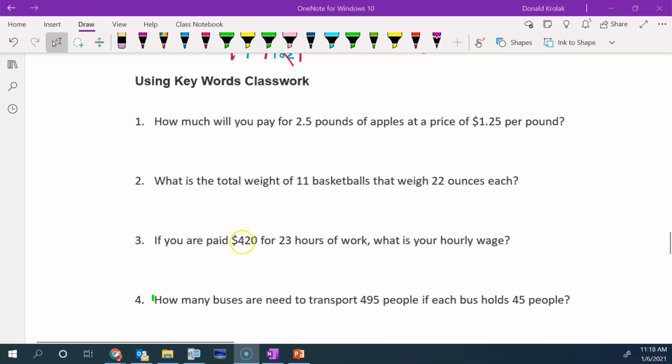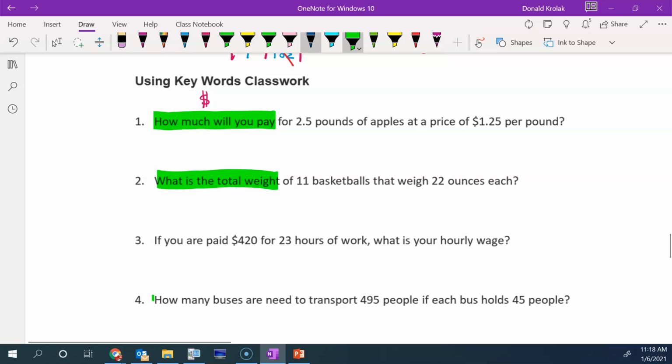Okay, so these first two, again, these are super simple problems. We're just going to work on setting it up. Anytime I'm asking for how much I'm going to pay, I know I'm dealing with dollars. I'm dealing with what's the total weight. I know that on this one, I want my answer to be, when I'm all done, I want ounces left over. Okay. If you make 420 bucks, you work 23 hours, what is your hourly wage?